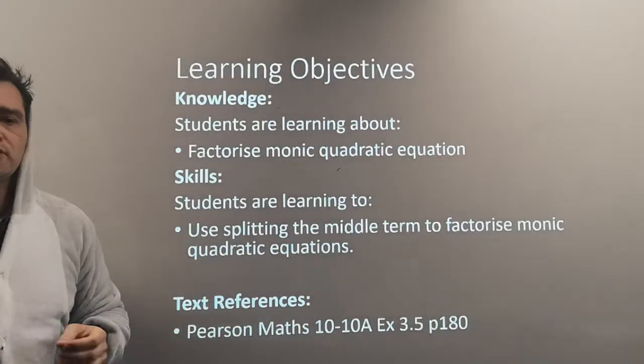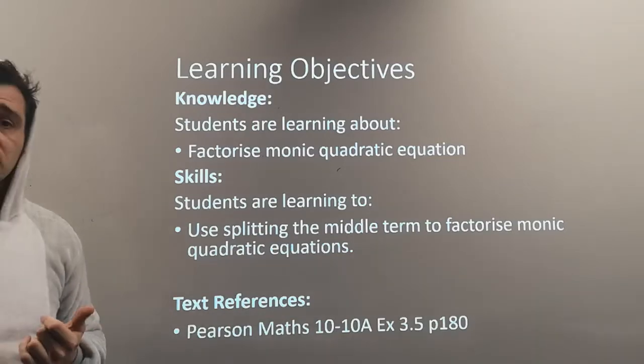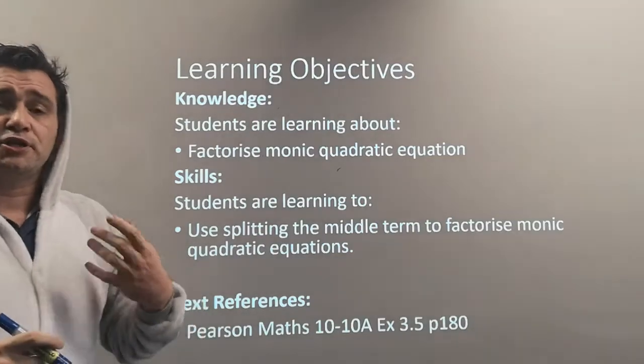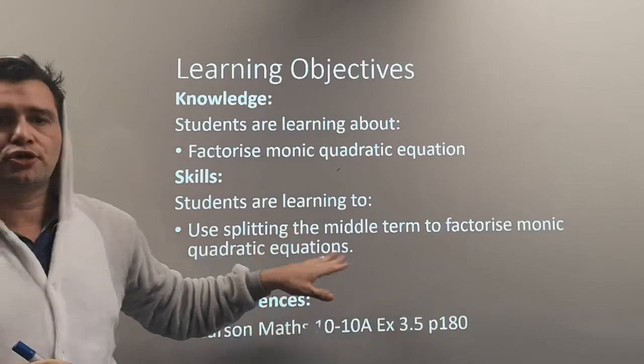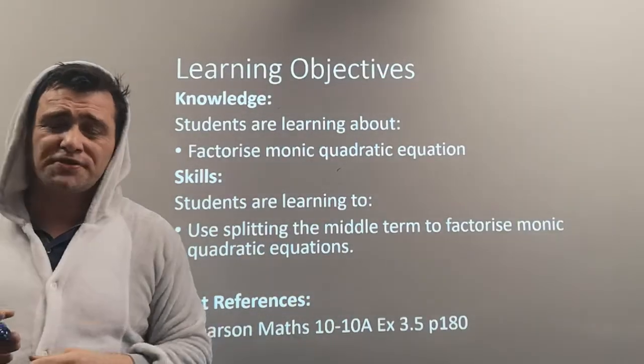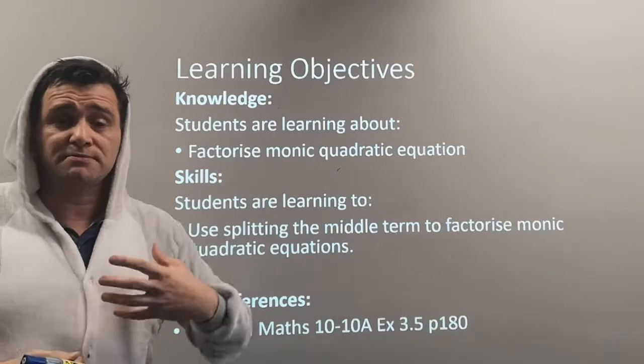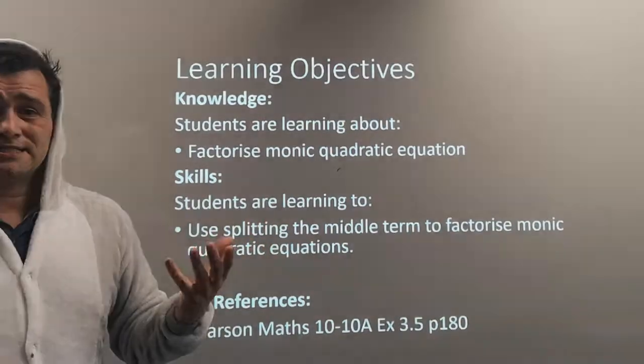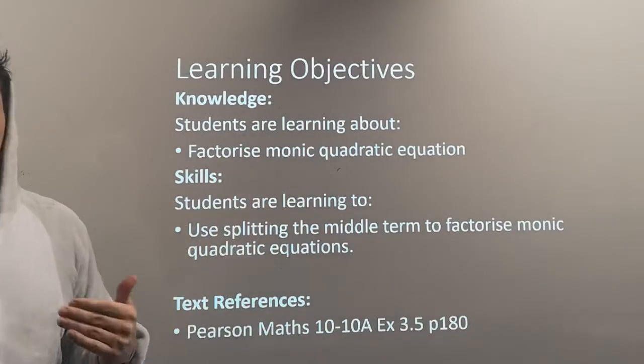Welcome. So today we're going to learn about how to factorise what's called a monic quadratic equation. And we're going to use a process called splitting the middle term. Your textbook also talks about a process called the crisscross method. I don't use the crisscross method simply because splitting the middle term is just as easy, and we can use it when we move on to non-monics.